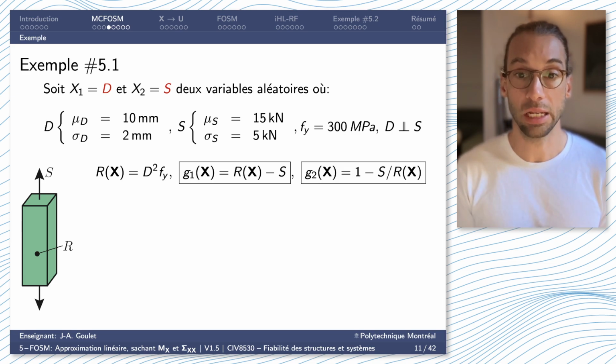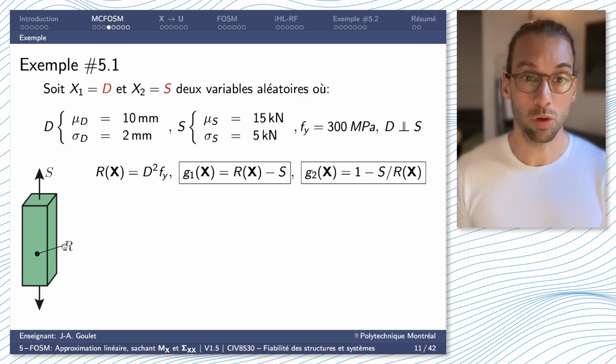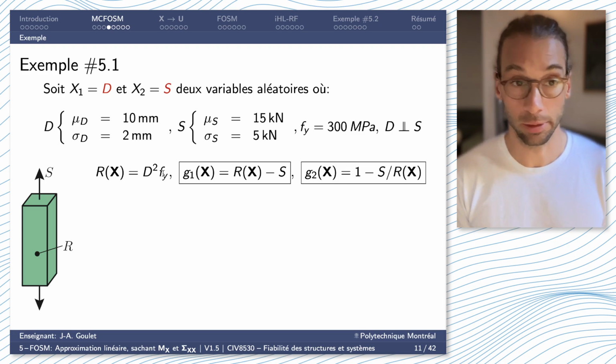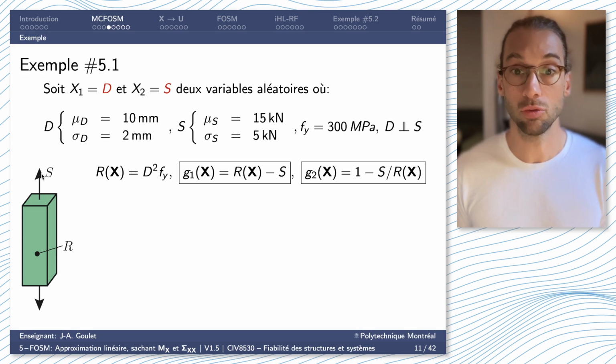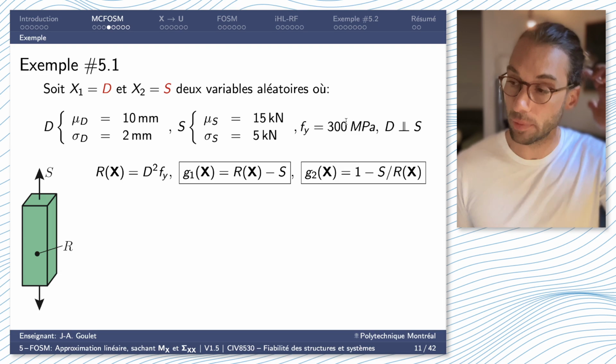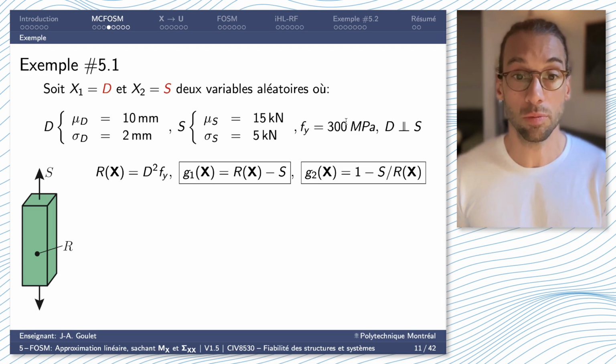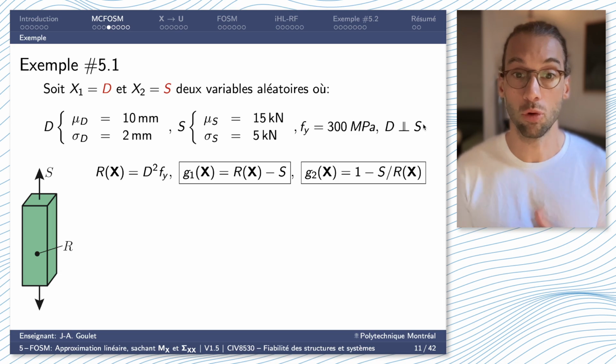So let's go back to our classic example of a bar subject to a tensile force. The resistance R is modeled by the dimension of my bar, D, squared to obtain the area, times fy, the tensile strength. We're going to model D and S, the tensile force applied, as random variables. The mean of D is 10, standard deviation is 2, the mean of the solicitation S is 15, standard deviation is 5. My limit strength is deterministic, 300 megapascal, and I'm going to assume that the dimension and solicitation are independent from one another.